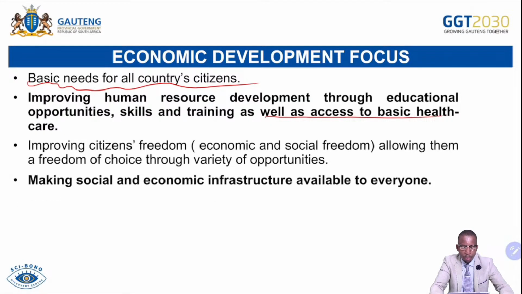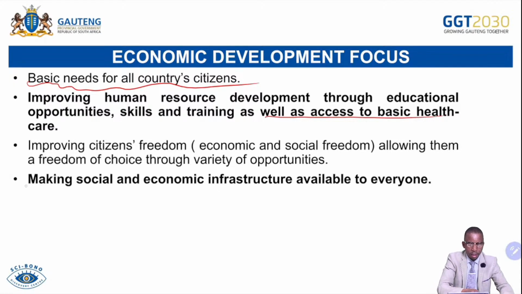Making social and economic infrastructure available to everyone. That's when the state intervenes by providing economic infrastructure such as economic hubs, etc. Social infrastructure is when the government ensures that in the society there's proper infrastructure such as shopping centers, etc.